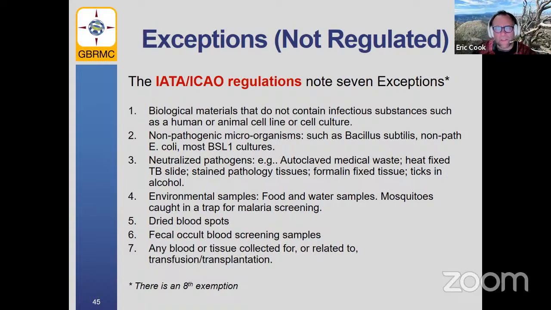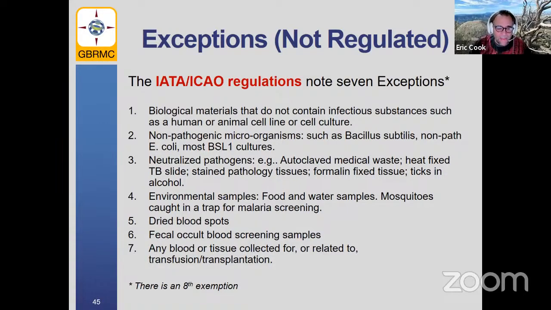Dried blood spots, so DBSs, are not regulated. Fecal occult blood screening samples, and then any blood or tissue collected for or related to transfusion or transplantation, these are not regulated. All right, so those are the 7 exceptions according to IATA.